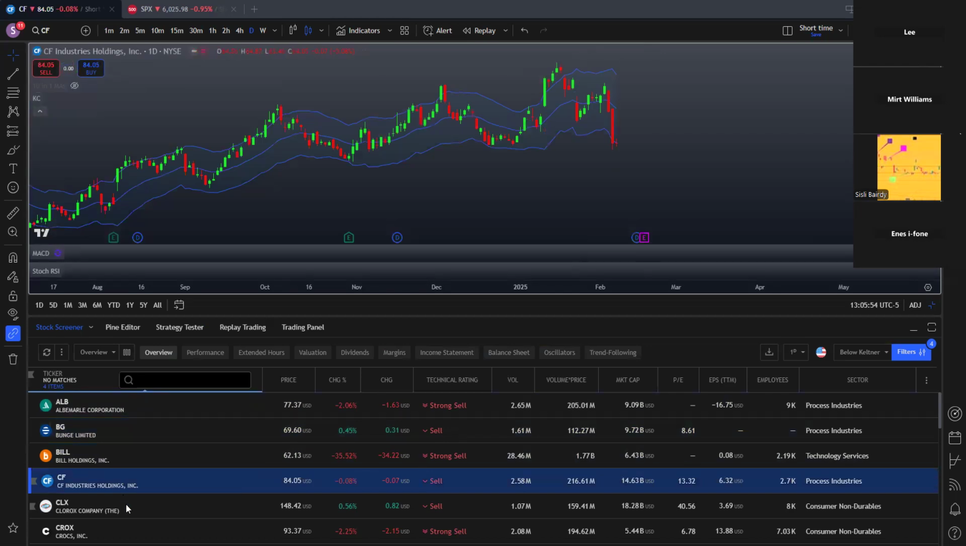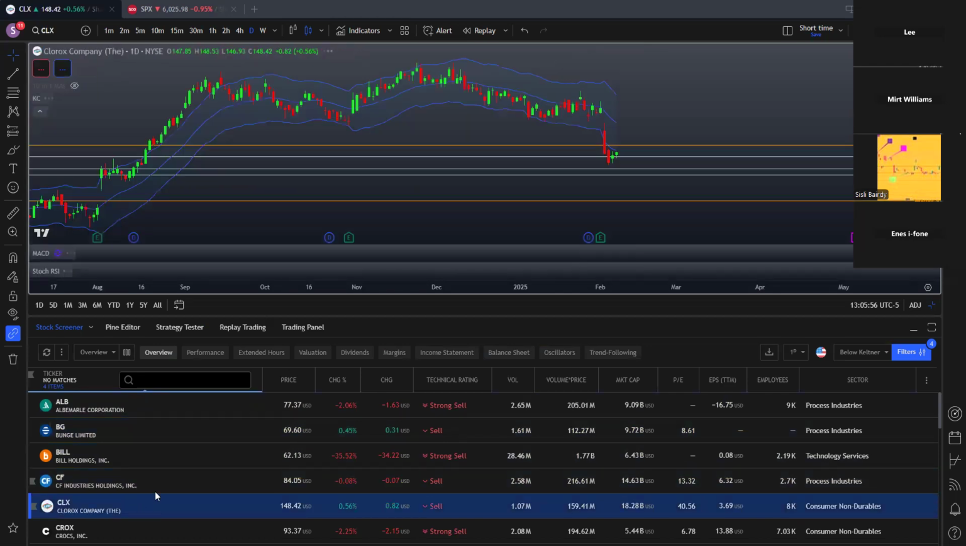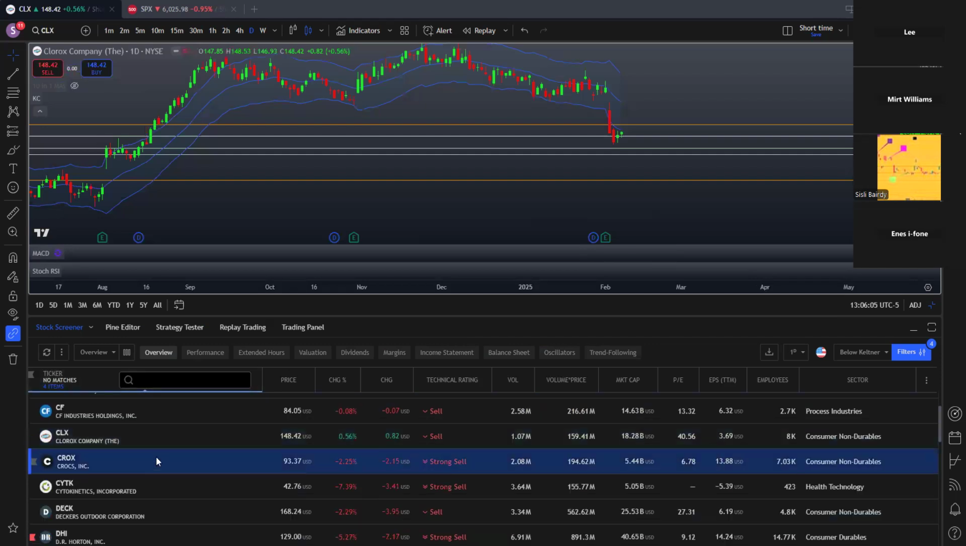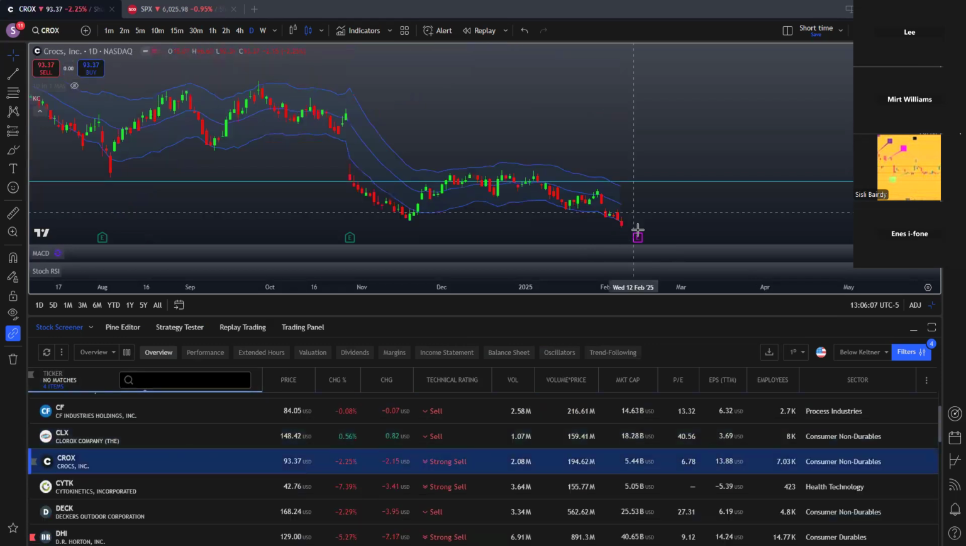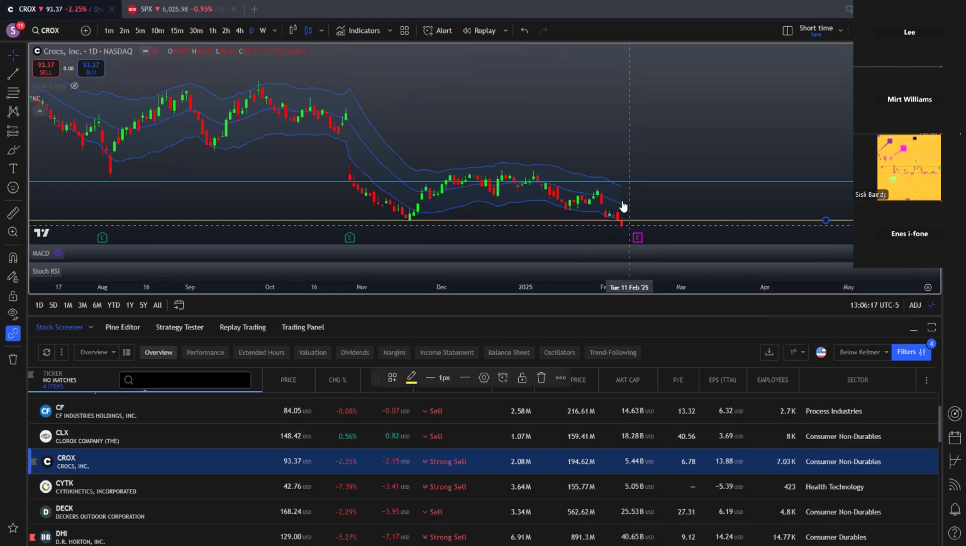CF is outside. Let's see, Clorox. Clorox is outside. The Keltner channel has a support area here. This is a play that you might want to look into. Oh, Crocs. Let's see what Crocs looking like. Crocs is outside. They got earnings soon. It just swept a low. So can it go lower? Of course. These are not guaranteed to go up immediately, but it's things that you want to look at.